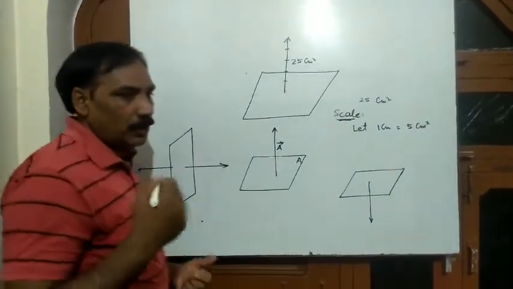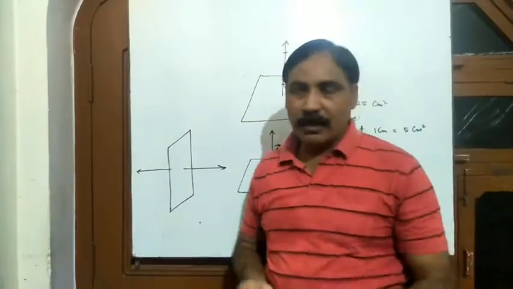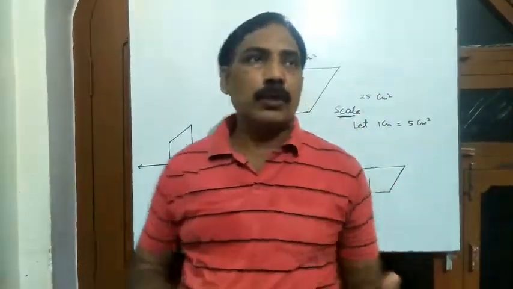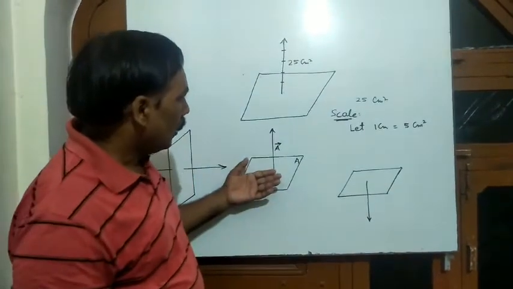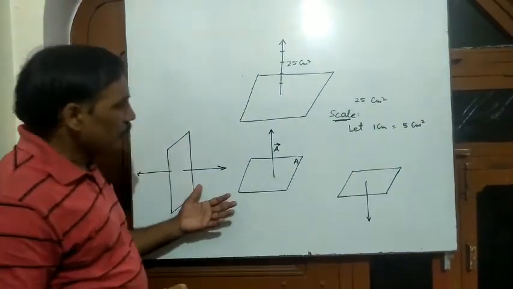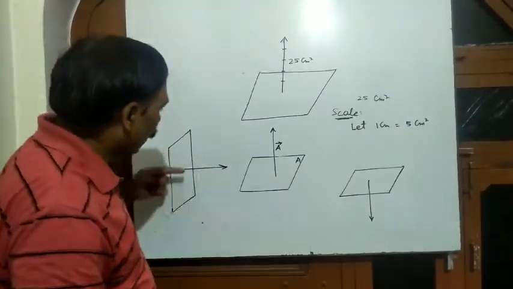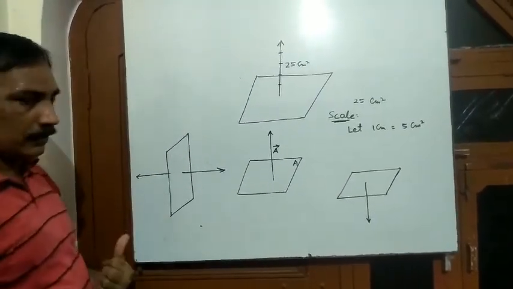So what is the direction of the area vector? The direction of the area vector for open surfaces is normal to the surface, and it may be either upward or downward, or the right side or left side.